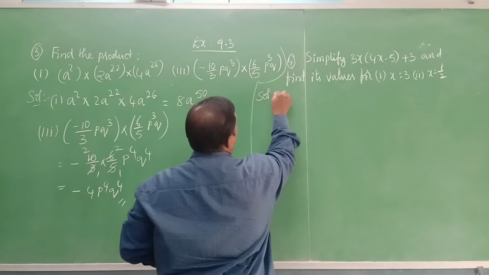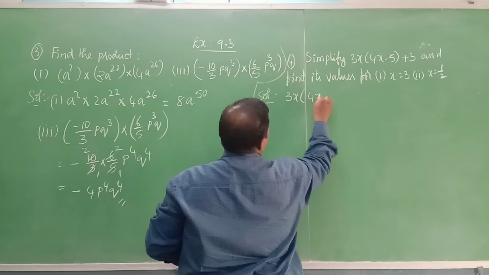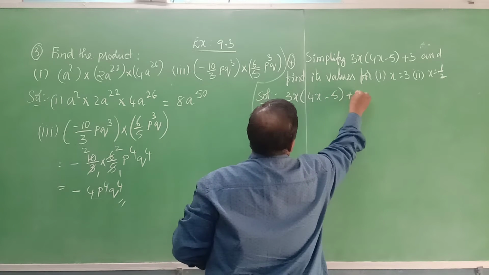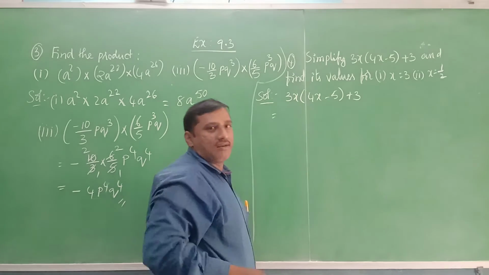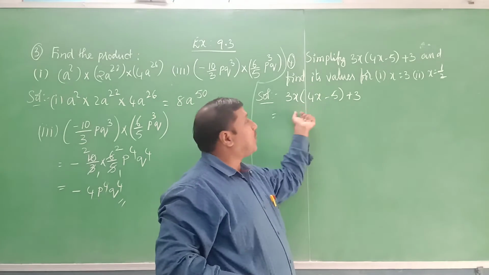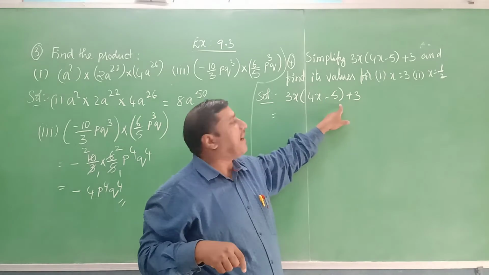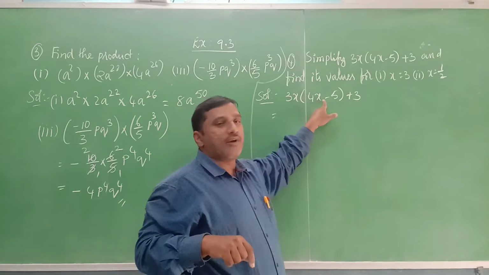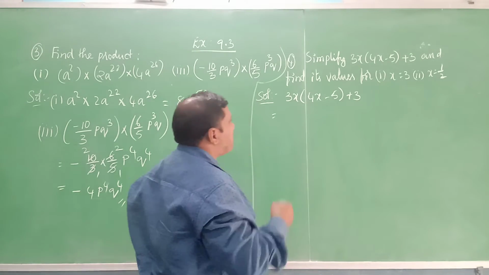The given expression is what? 3x into whole 4x minus 5 plus 3. So a monomial is multiplied by a binomial 4x minus 5. To that product add 3. To the product which is obtained by multiplying 3x and 4x minus 5, to that add plus 3. That will give the simplified form.